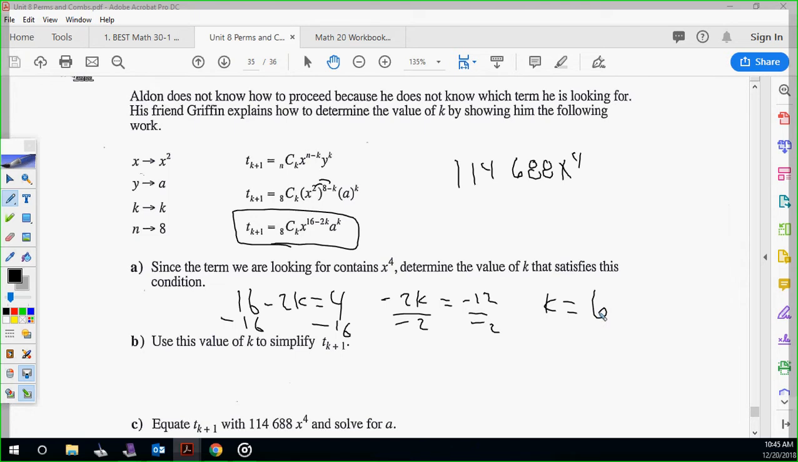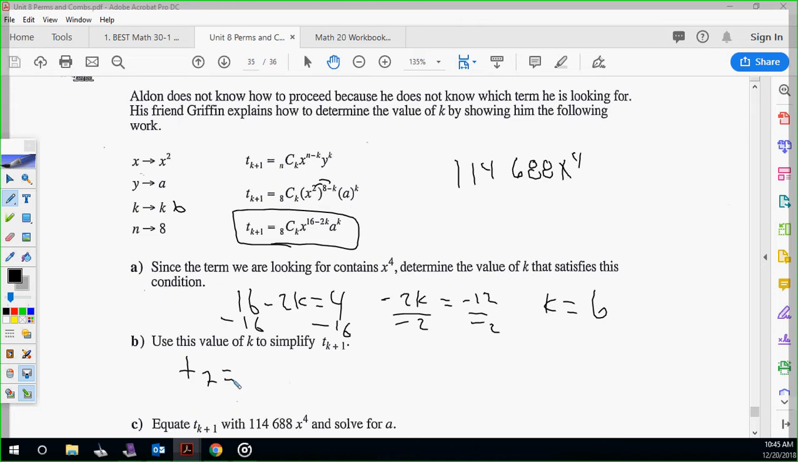So now we know what k is. We can go ahead and write that in. Remember, we're trying to figure out what we're looking at. If we got 6 for k, that means we're finding t of 7, right? Because 6 plus 1. We're finding t of 7, the 7th spot. But the 7th spot's going to be what?